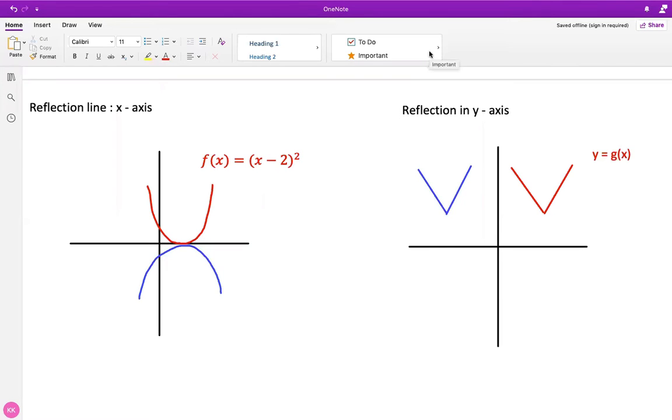I hope you had a chance to do these questions, so let's go over them. In the first situation I show you the parabola, the quadratic function, and I want to reflect this function in the x-axis. You should get something like this: the parabola opens downwards and is underneath the x-axis. Also, I show you the function y equals g of x in red. If I reflect this one in the y-axis, I should get the reflection image in quadrant 2.